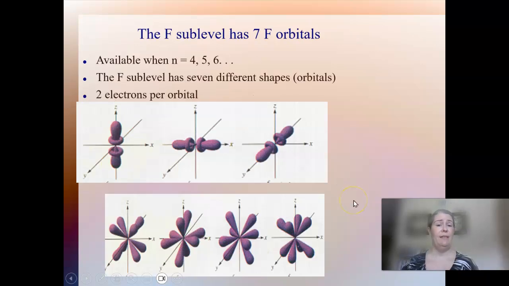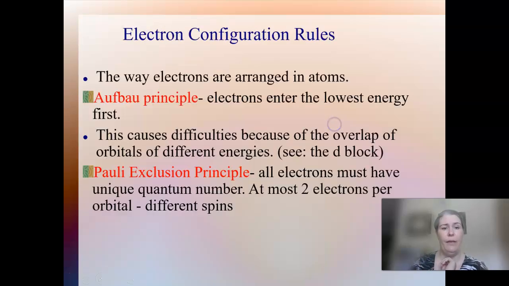F sublevel has 7 F orbitals. These only start when you have n equals 4 or 5 or 6. That's that offset row that kind of starts in the D block in the transition metals, but since that would make the table really hard to print on one page, it gets offset. Again, 7 times 2, maximum of 2 electrons per orbital. So we have 14 possible F electrons in these 7 F orbitals.